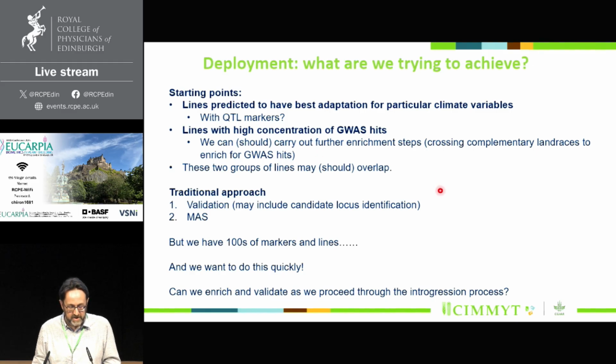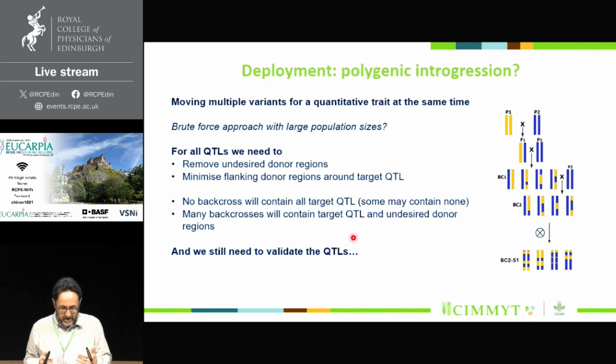The traditional approach of using this data would be to validate these candidate GWAS hits and then use marker-assisted selection to introgress them. But what we found here is hundreds of small effect markers, and we've got hundreds of lines containing them, and we want to do this quickly. So the question we're asking in this project, and the focus of the rest of this, is can we enrich and validate at the same time as we proceed through the integration process? Can we make this faster? Instead of spending time validating hundreds of QTLs and doing marker-assisted selection, can we enrich, validate, and introgress all at the same time? And the answer, probably many of you are thinking, is probably not. That seems a bit ambitious, but I'm going to give it a go.